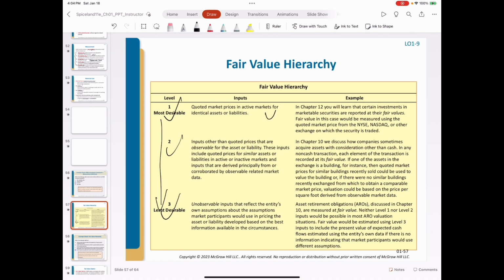Level 1 is based on the quoted market price. Level 2 is based on the quoted price of similar assets. Usually this refers to the cost approach. The last one is not observable, but just predictions, right? The present value of the future cash flows. So it is the least reliable measurement for fair value.